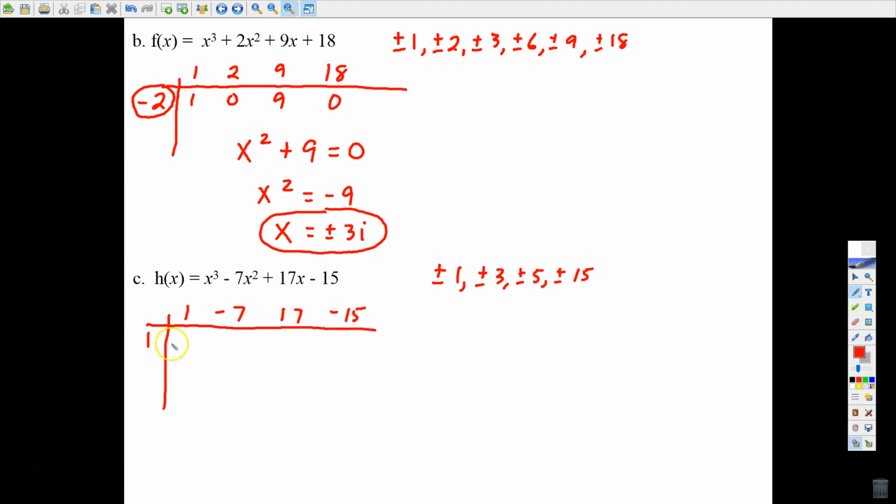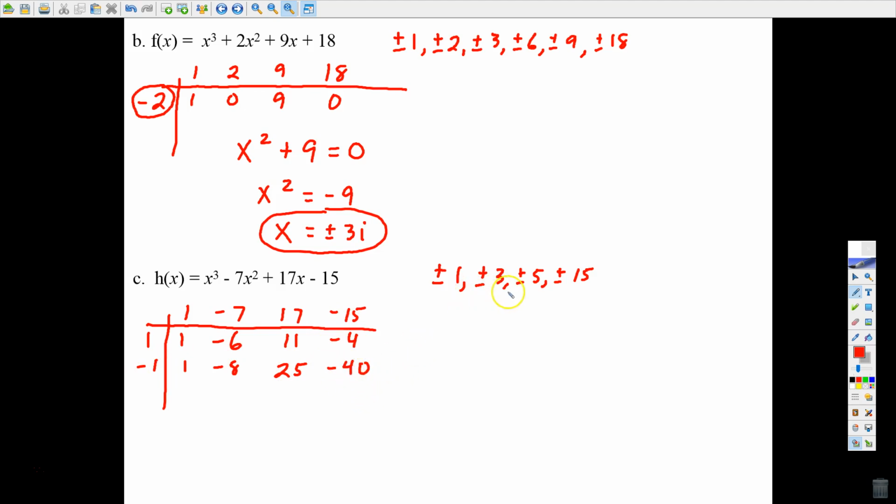Okay, so we can start off with 1. Bring down the 1, multiply, add. It's -6. Multiply, -6 plus 17 is 11. Multiply, 11 plus -15 is -4. So I know that 1 is not one of my roots. So maybe we can test -1. Bring down the 1. -1 plus -7 is -8. This would be positive 8 plus 17 is 25. And -25 plus -15 is -40.